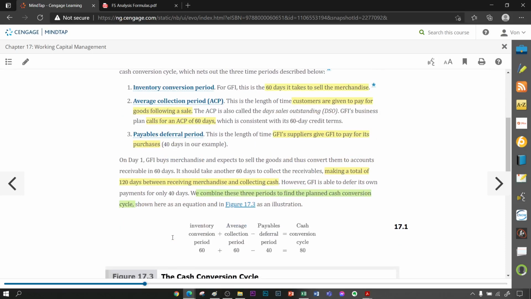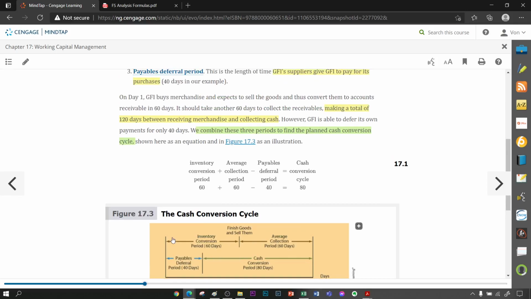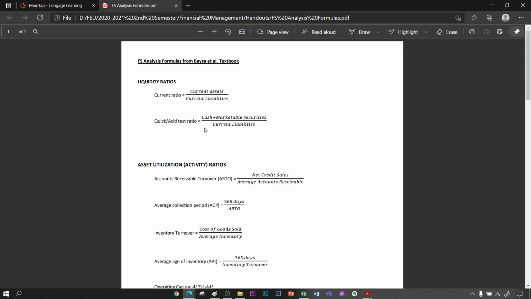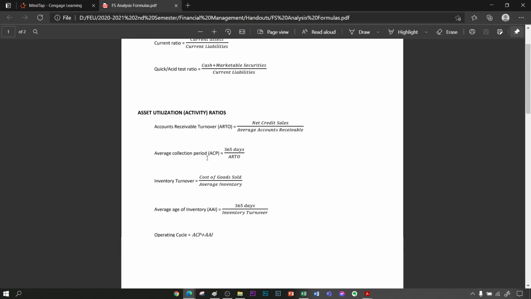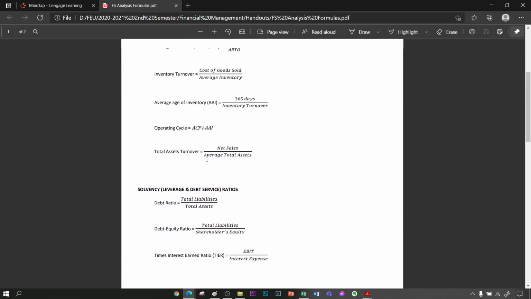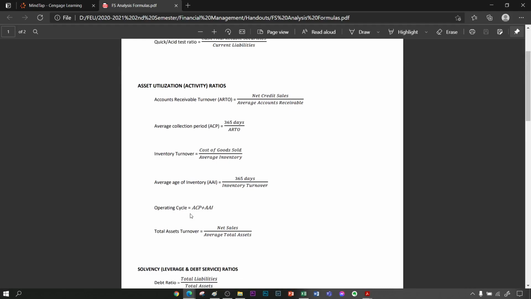Sige. So dito sa baba, makikita mo yung chart nung ating periods na binanggit sa taas. Okay. So, inventory conversion period, 60 days, plus yung average collection period na 60 days din. So, 120 days. Familiar ba sa'yo to? Dapat familiar sa'yo yan, no? Kasi, ano ba yan? Punta natin tong FS analysis formulas na in-upload natin nun sa ating canvas, no? Nasa na yun? Ayan. Ito.